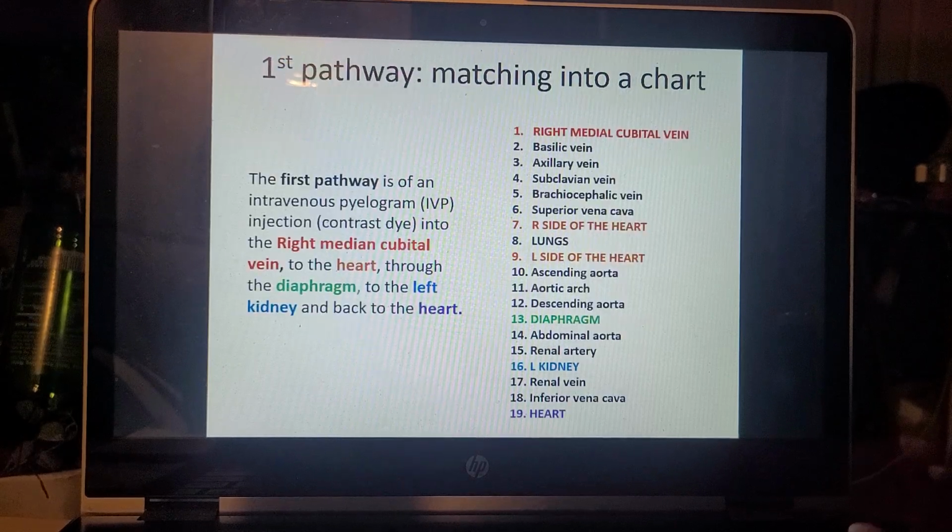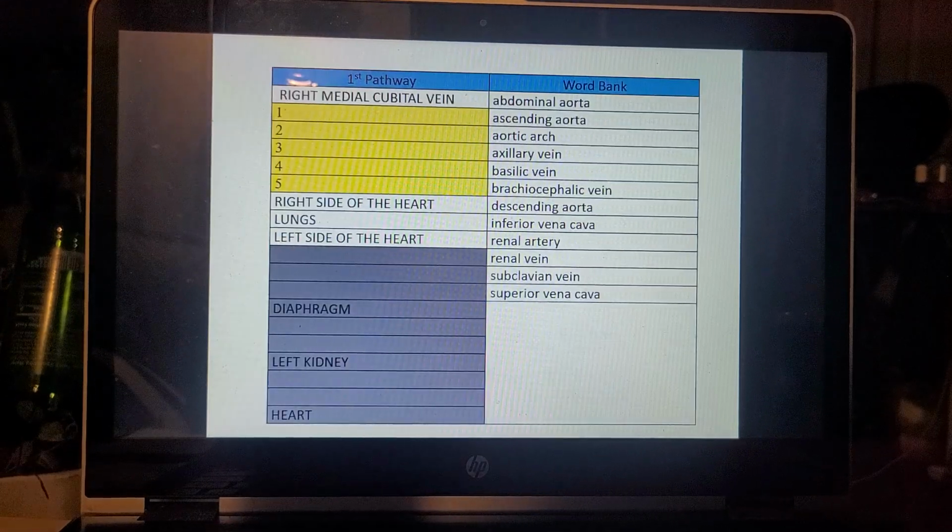Next pathway. So this is the pathway with the injection that you're going to the heart and then down to the kidneys and back to the heart. Let's go. So we're going to focus on the yellow section of the pathway and then move throughout the rest of it. So first section of the pathway, number 1 at the top.